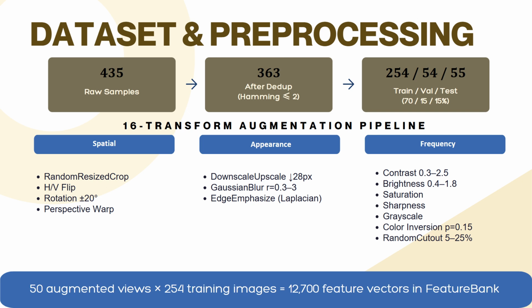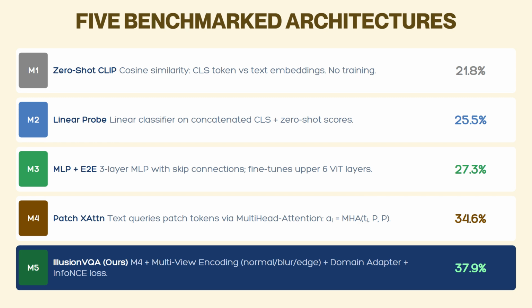With only 254 training samples, data augmentation is critical. We designed a 16-transform random pipeline targeting three categories: spatial transforms, frequency transforms, including downscale and upscale to 28 pixels, and edge emphasis, and appearance transforms. By pre-extracting 50 augmented views per image, we create a feature bank of 12,700 vectors, effectively giving us 50 times our training set size for stage 1 head training.